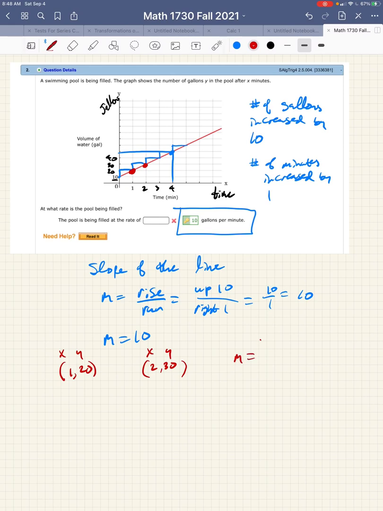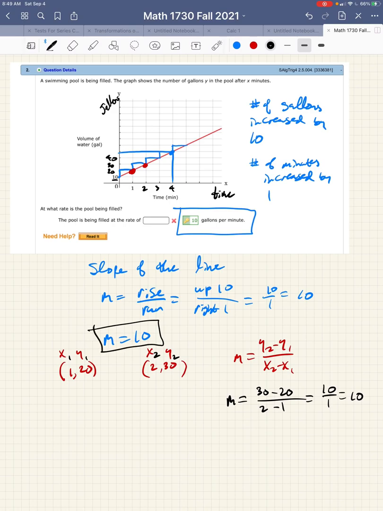And remember that the slope formula is given to us as y2 minus y1 over x2 minus x1. So I could call one of these dots x1, y1, and the other one x2, y2. And then just substituting into this formula, we would have m equals y2 is 30 minus y1 is 20 divided by x2 is 2 minus x1 is 1. So this would give us then a slope of 10 over 1, or 10. So we found the same thing. We found that the slope is 10 by counting on this graph and also by using the formula.